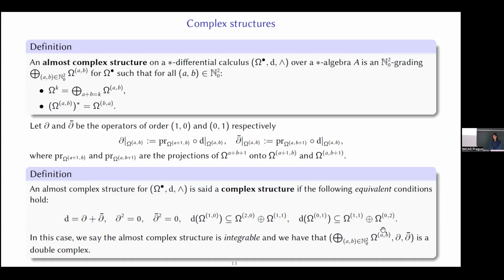Also, okay, and I'm finished. This thing here is equivalent to saying that partial and bar partial form a double complex, which means that partial and bar partial square to 0, and the composition of the two is minus the composition in the reversed order. That's it.